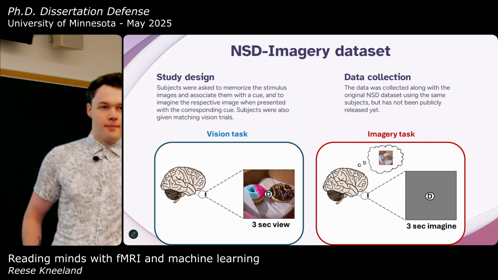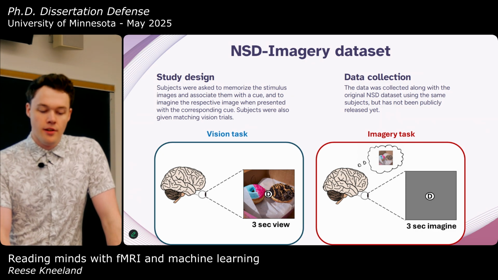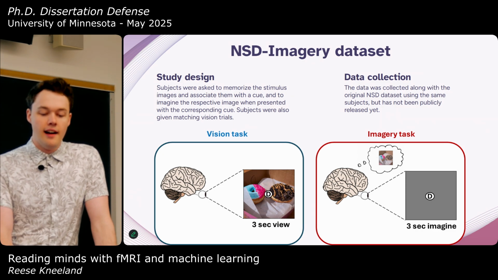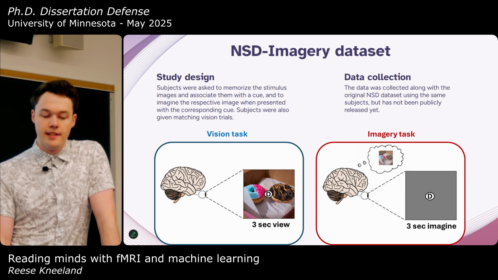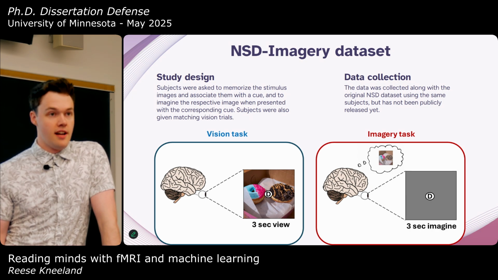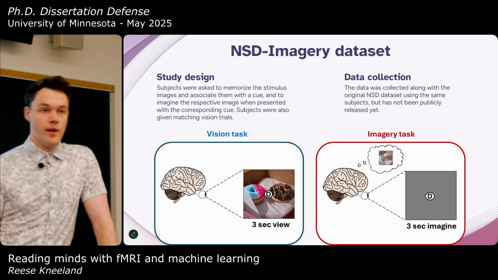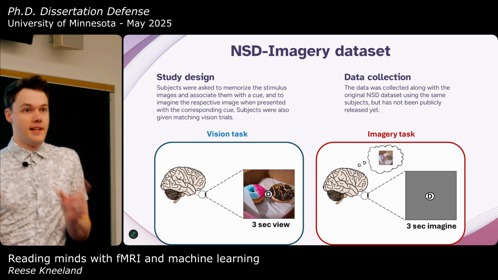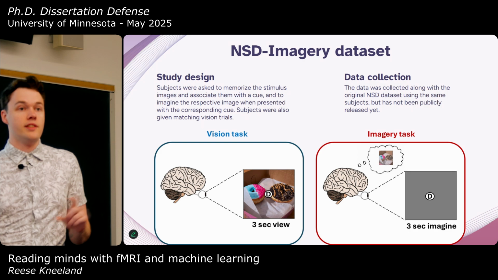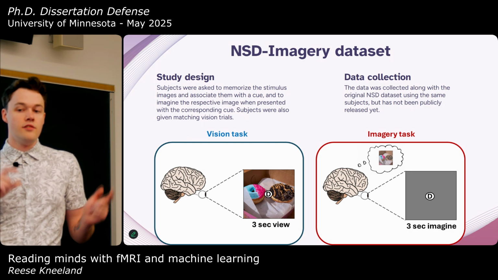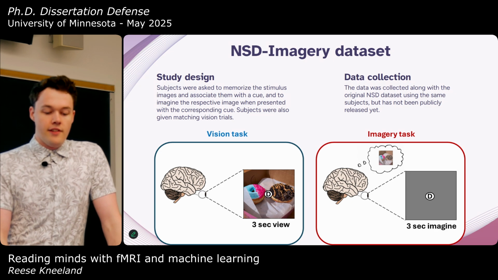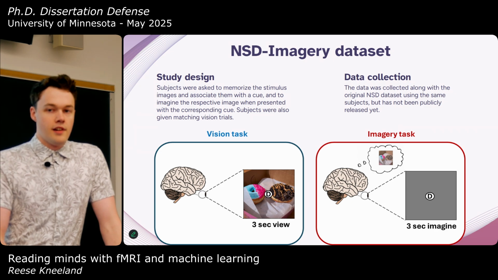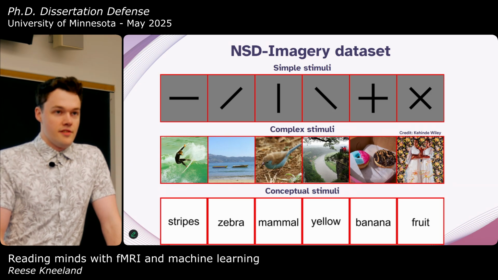And we can start by talking about the NSD imagery dataset a little bit more. In this dataset, we examined the same 8 subjects of NSD, and we had them complete a set of vision trials and imagery trials on the same stimuli. We want matching vision trials to have a comparable baseline for how well the models are generalizing, not only to mental images, but also to new samples collected in a new scanning session. And so we have 18 stimuli of complex images, which are things like the donut, as well as simple stimuli, which are these bars and crosses.